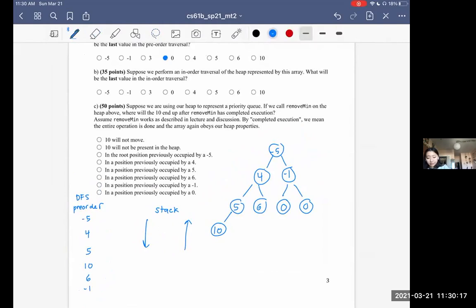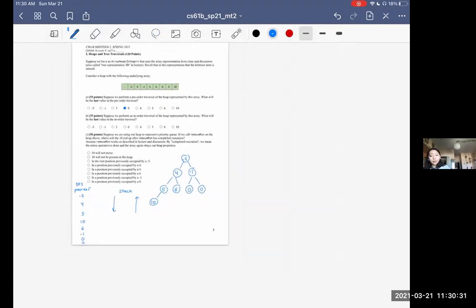And so we'll put 0 and 0 on the stack. And then we're going to pop and pop. And those don't have children, so it stops there. And so we see that even if we do this explicitly with the stack, we still get the same answer. And so both approaches work.